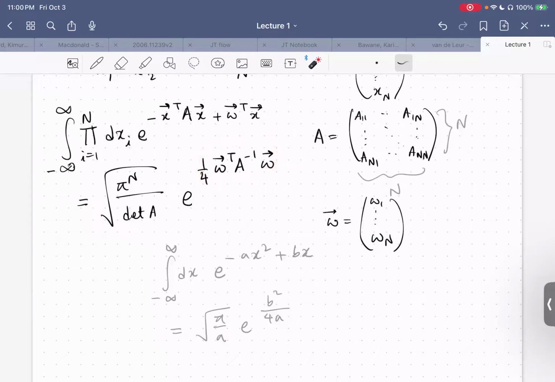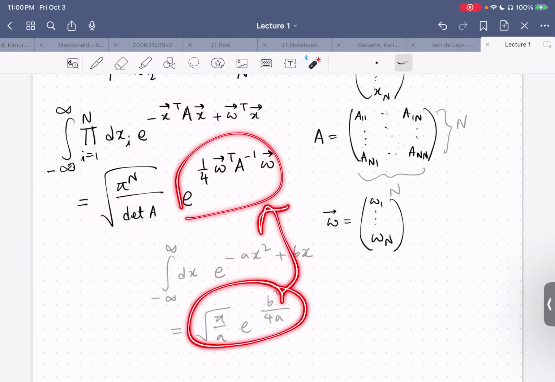But this is the more important part. Here we had something that was quadratic in the coefficient of the linear term. And again, we have something quadratic in the coefficient of the linear term. In fact, this looks very similar to this. But the difference is that this is now in the denominator, and here A becomes the inverse. So this is a straightforward generalization of this formula. Okay.